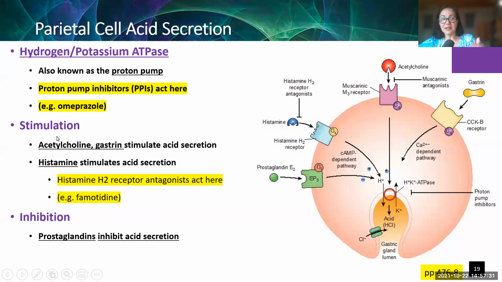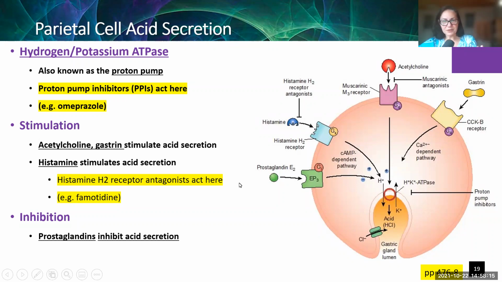Another way of saying this, the proton pump activity is modulated. It can be stimulated, and it can be inhibited. The stimulation comes from acetylcholine, that's parasympathetic nervous system stimulation, the hormone gastrin, we've mentioned this before, and check it out, histamine. Wait a minute, we talked about histamine before, with mast cells. What on earth does it have to do here? Well, histamine here stimulates acid secretion.